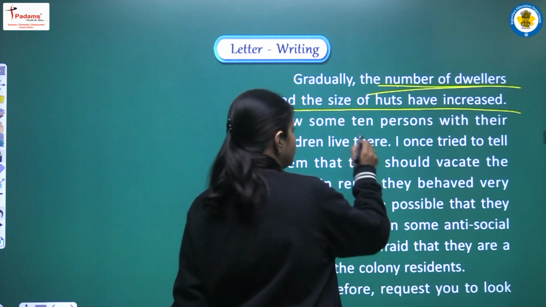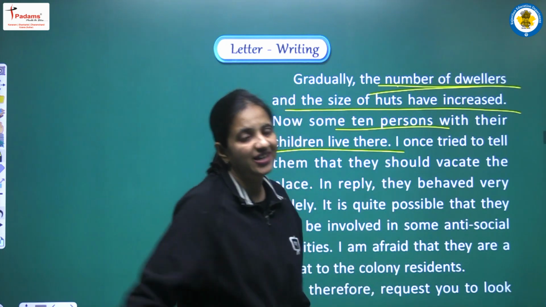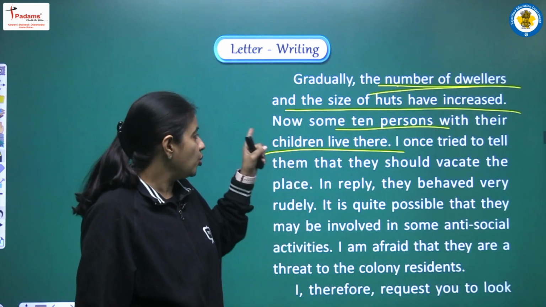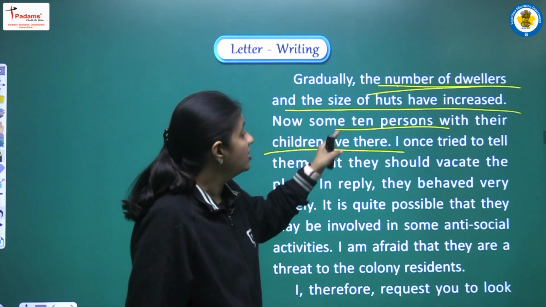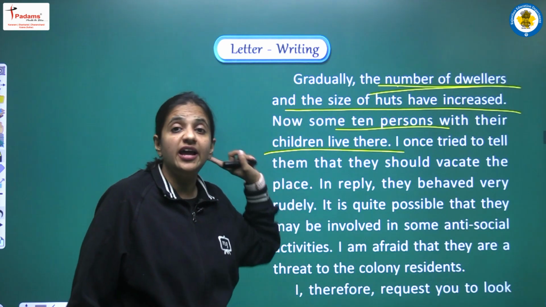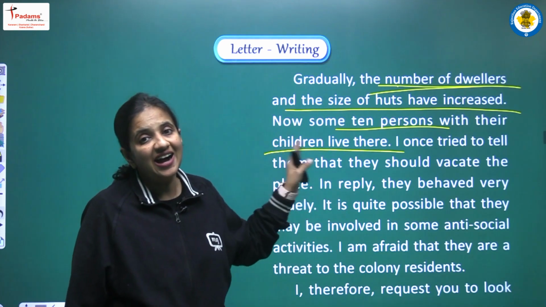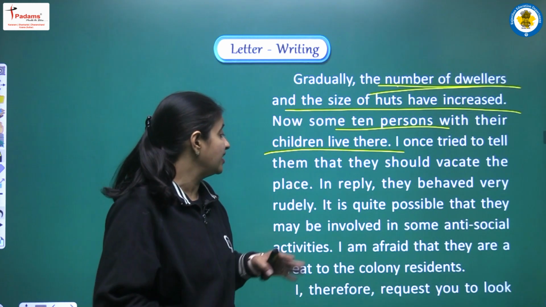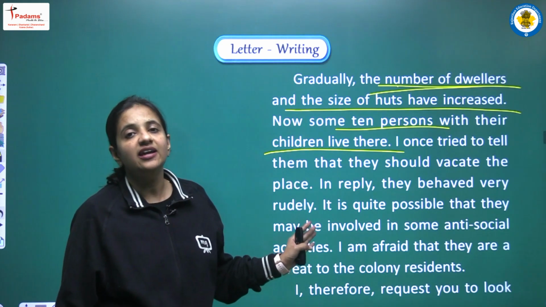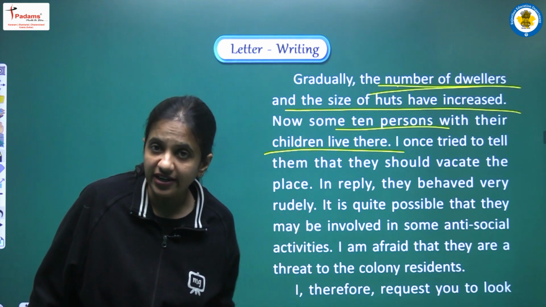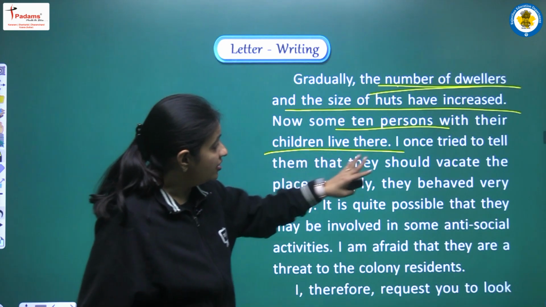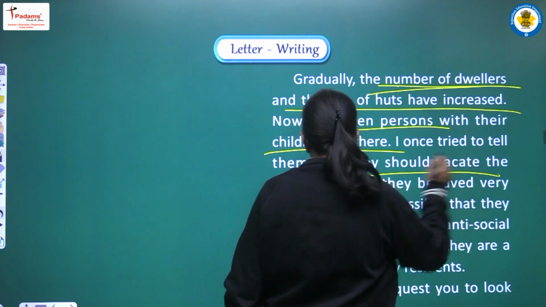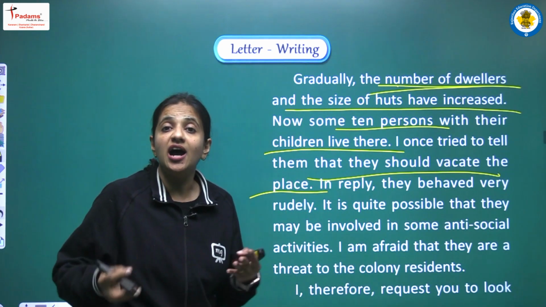Now some 10 persons with their children live there. So we are mentioning how many people are there in the park right now. We are writing that at present almost 10 persons, and that too with their children, are living there. I once tried to tell them that they should vacate the place, and now we are writing that everyone is so much worried now because of this thing, and this was the reason that I once tried to tell them that they should vacate the place, they should go away from our public park.